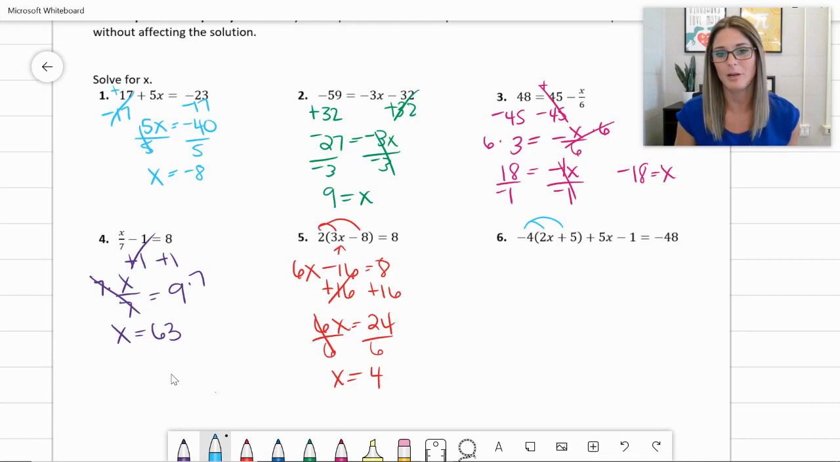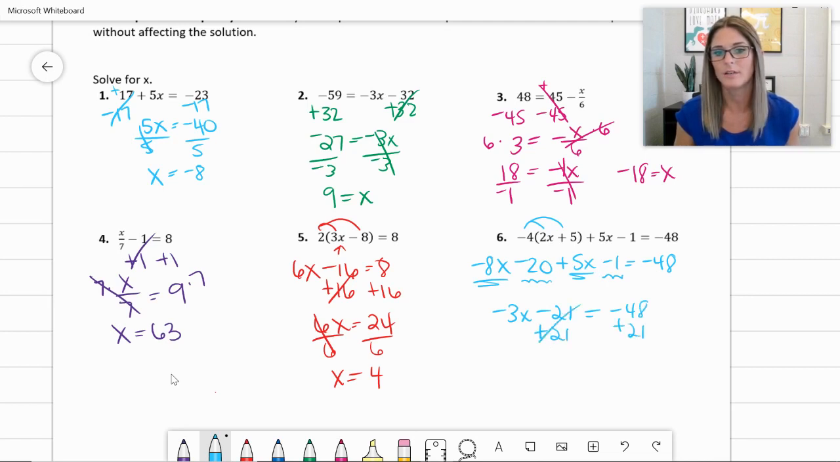All right, last one, number 6. Again, you have that distributive property. So negative 4 times the 2x gives you negative 8x. Negative 4 times 5, negative 20. I'm going to drop down the rest of our equation because the next thing I have is on the left side, I do have some like terms. I've got my x's here that can combine. Negative 8x plus 5x is negative 3x. And then I also have the constants, negative 20 and a negative 1. Combine that for negative 21 equals negative 48, and finish your two-step equation.